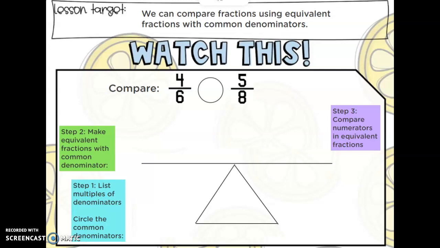Hi, fourth grade mathematicians. Today we are learning that we can compare fractions using equivalent fractions with common denominators. And I'm going to show you what I mean by that.